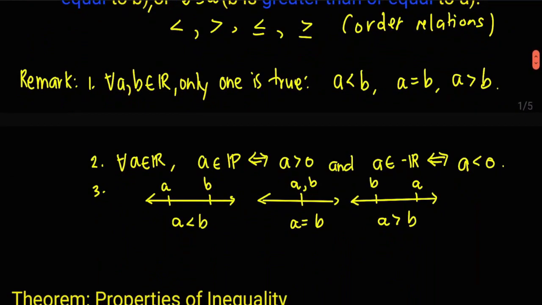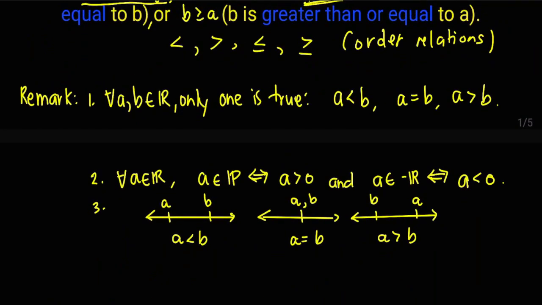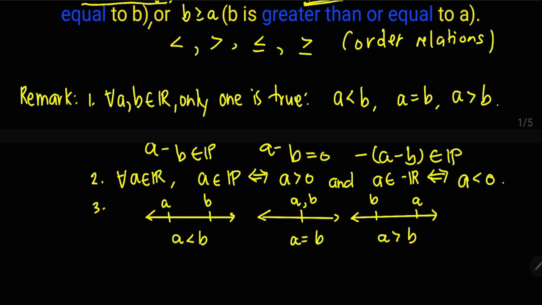Okay, we have the following remark. For every real numbers A and B, only one is true. By the trichotomy property, if you get the difference A minus B, then you have three possibilities. Either A minus B is positive, or A minus B is 0, or A minus B is not positive, meaning the negative of that is positive. So that's the trichotomy property.